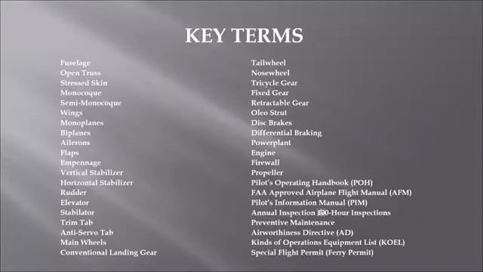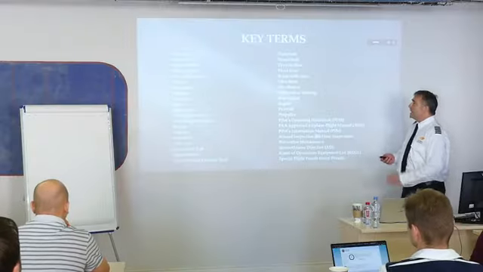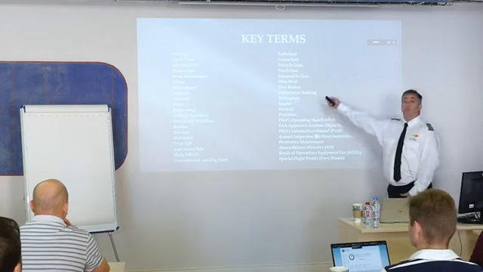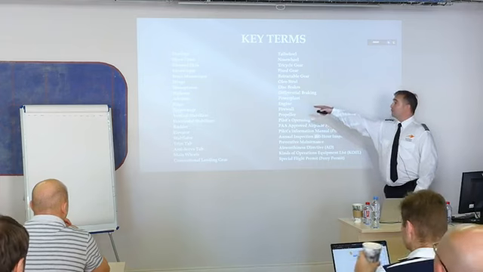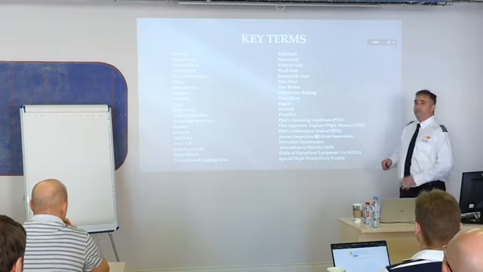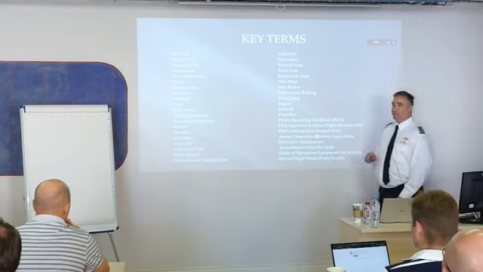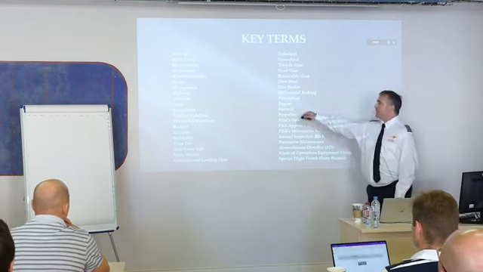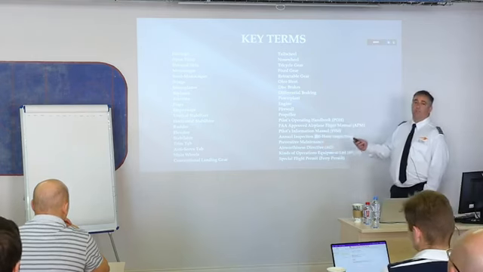And a couple of different types of fuselages: open truss, stress skin, monocoque, semi-monocoque. These are all design characteristics of an airplane. Wings, monoplanes, biplanes, different flight controls, which are your ailerons, your flaps. The empennage, the French got involved in this somehow. The tail section, they call it an empennage. Vertical stabilizer, horizontal stabilizer, rudder, elevator, stabilator, trim tab. A couple of different things, right?